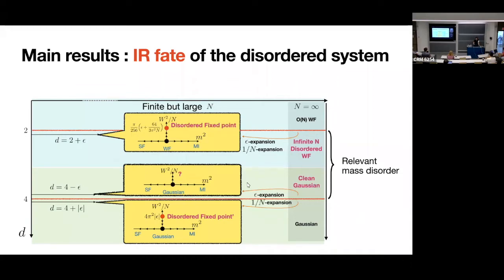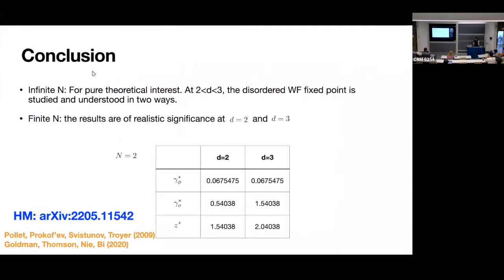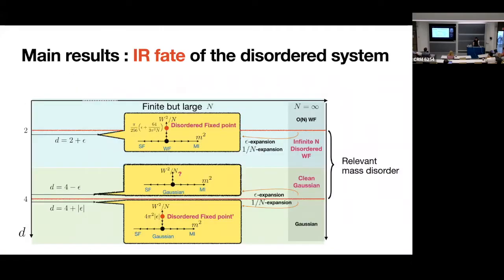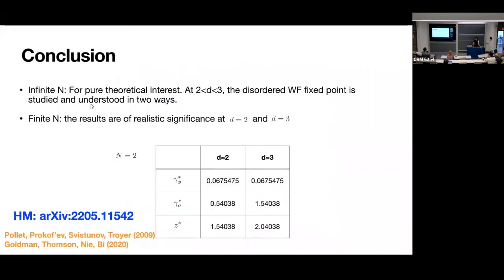So far I've already replaced all the question marks with my results. And so let me conclude. In this work, what I've done is in this figure already. I discussed four different cases. Two of them are at infinite n and two of them are at finite n.